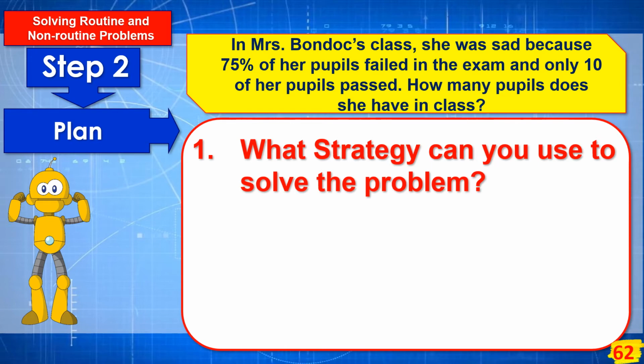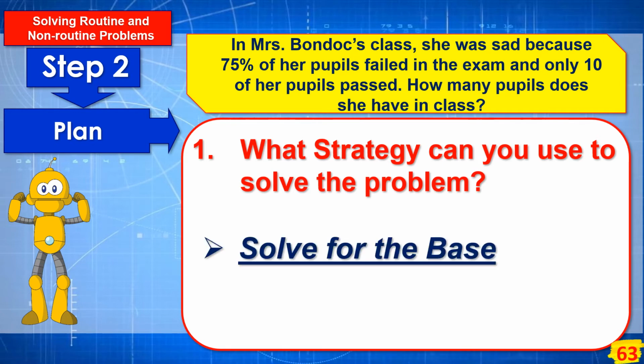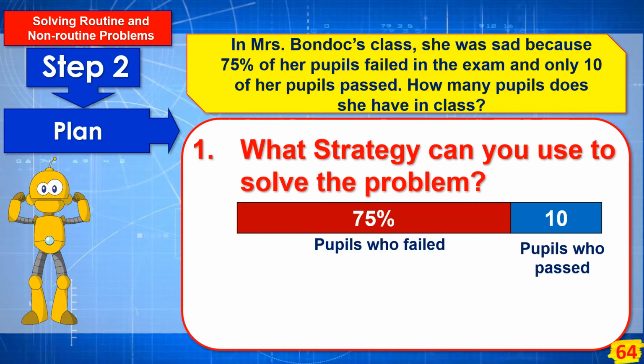Step number 2, make a plan. What strategy can you use to solve the problem? The total number of pupils is asked, so the base is unknown. We will solve this problem using a bar model. Note that 75% is the rate of pupils who failed in the test. This does not correspond to 10, which is the number of pupils who passed. We have to identify the rate of the pupils who passed the test so we can use it in solving for the base.